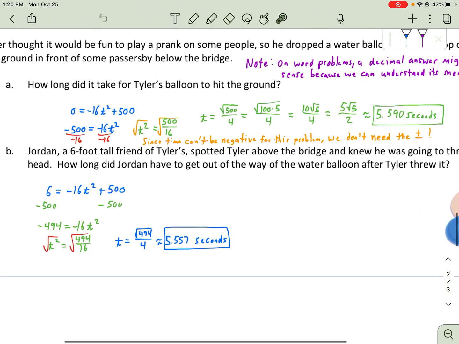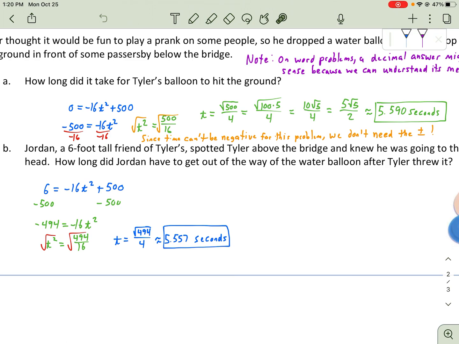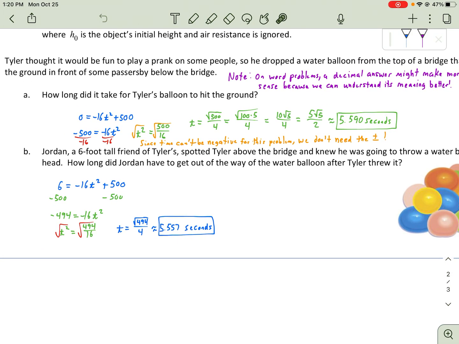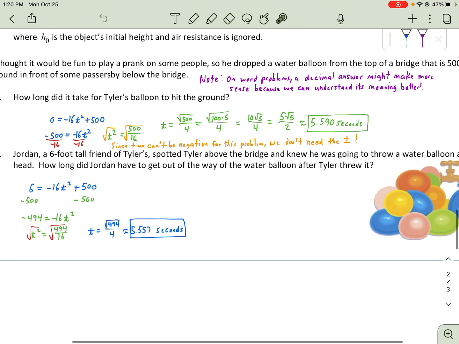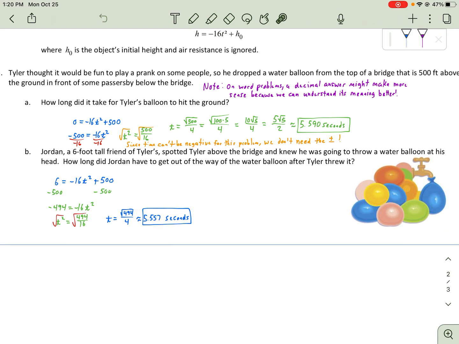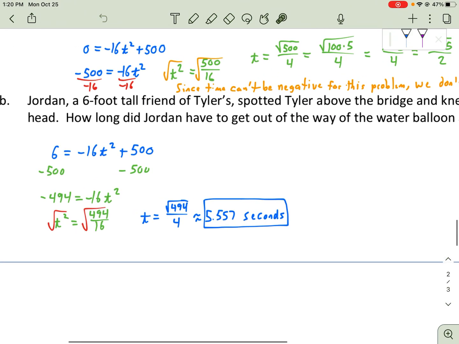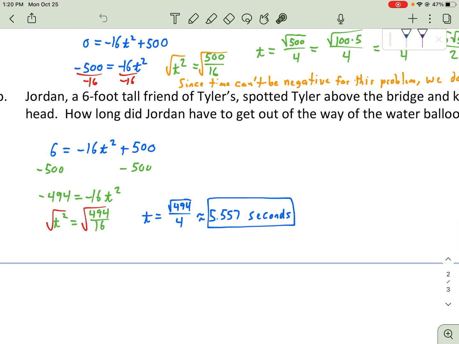And then the last part is, I'm just going to show it to you here on the key. But it says Jordan, a 6-foot-tall friend of Tyler, spotted Tyler above the bridge and knew he was going to throw a water balloon at his head. How long did Jordan have to get out of the way of the water balloon after Tyler threw it? So now we want to know how long it's going to take before the height is 6, because Jordan's 6 feet tall. So if Jordan's just standing there, we want to know how long it takes the balloon to get to a height of 6 feet.